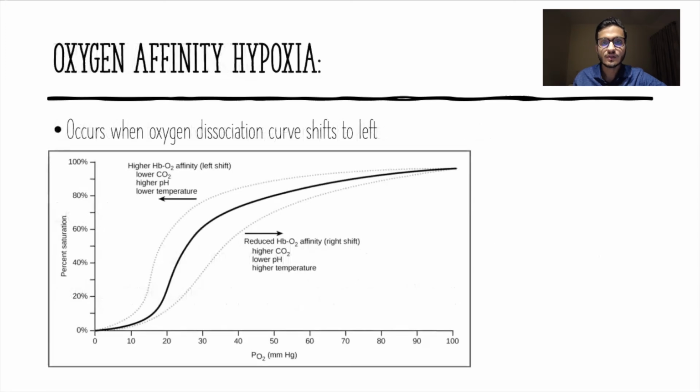The next new term which is being coined is called oxygen affinity hypoxia. It is nothing complicated, but can be very easily understood by this oxygen hemoglobin dissociation curve. Any factor which causes the shift of this curve to the left causes an increase in the affinity of hemoglobin towards oxygen, which causes a decrease in the supply of oxygen at tissue level. A typical example being carbon monoxide poisoning.